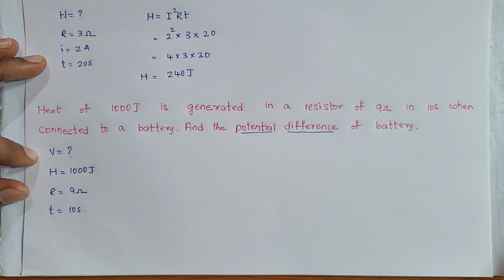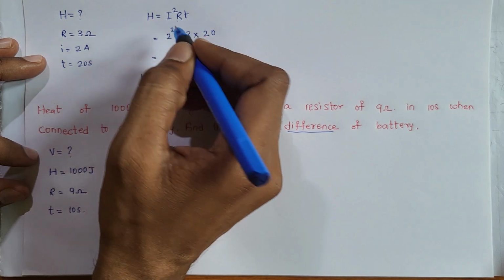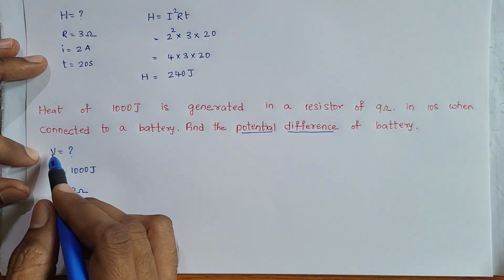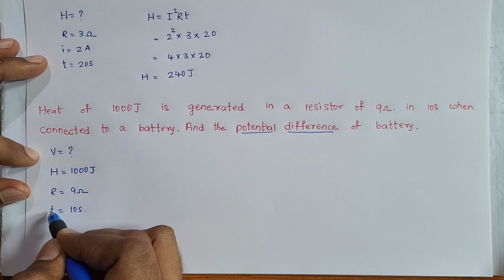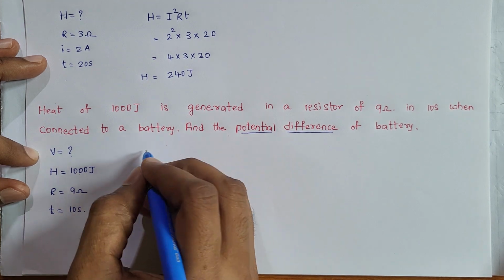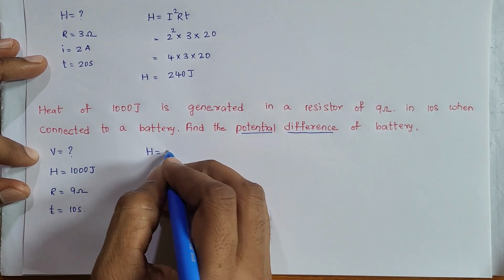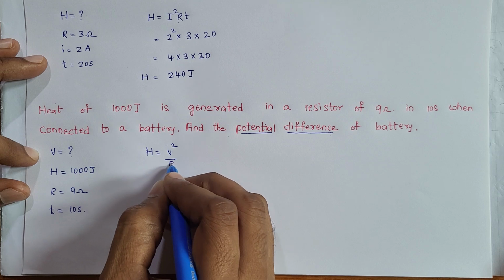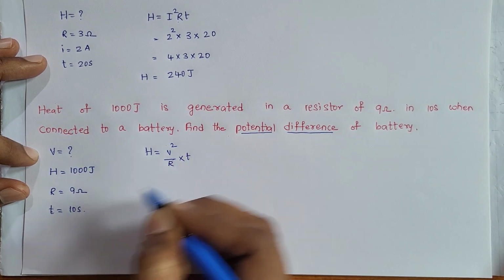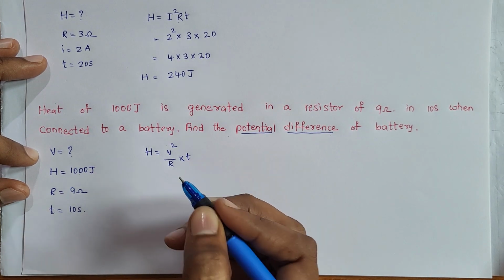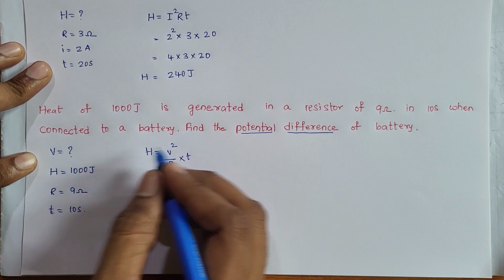Correct? Which formula shall we use? H is equal to I square into R into T is one formula. One more formula is H is equal to V square by R into T. This formula we can use now. See, H is equal to V square divided by R into T. But we have to find V here. Correct? Substitute all the values.